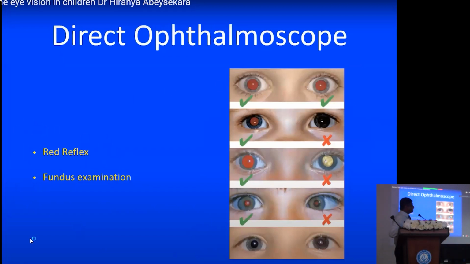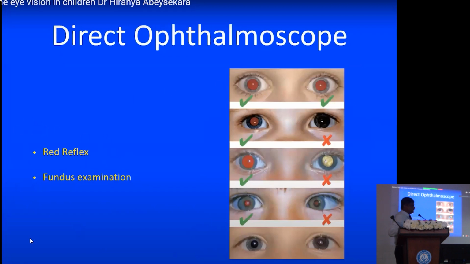So the red reflex is normal in both eyes in this person. Here, the red reflex is present on this side. Here, the red reflex is absent. Okay, so that is a significant pathology which needs urgent ophthalmology referral. Here, on this side, the red reflex is present, and on this side, what you can see is the yellow reflex, right? Or you call it xanthochoria. That is usually due to a tumor or a condition called Coats disease. So anyway, that patient also needs urgent referral.